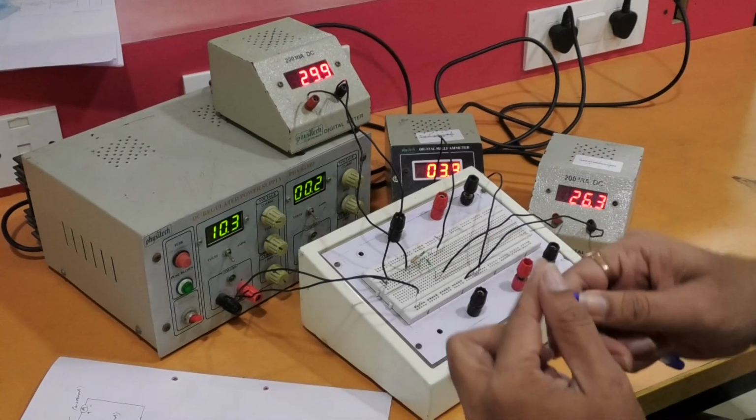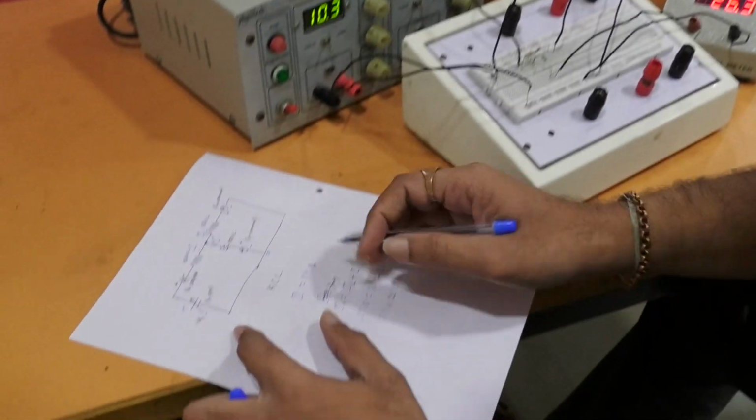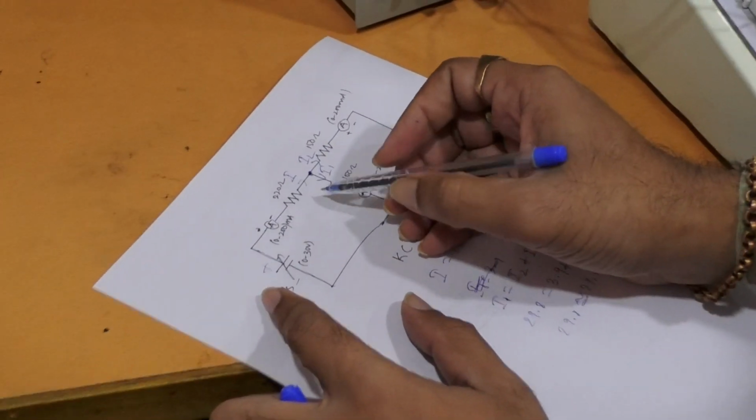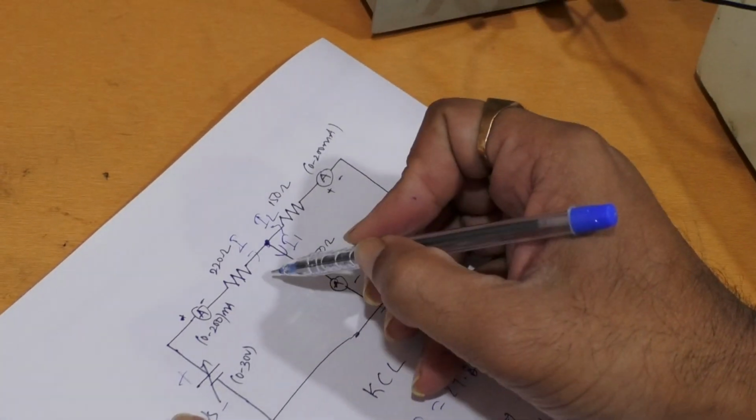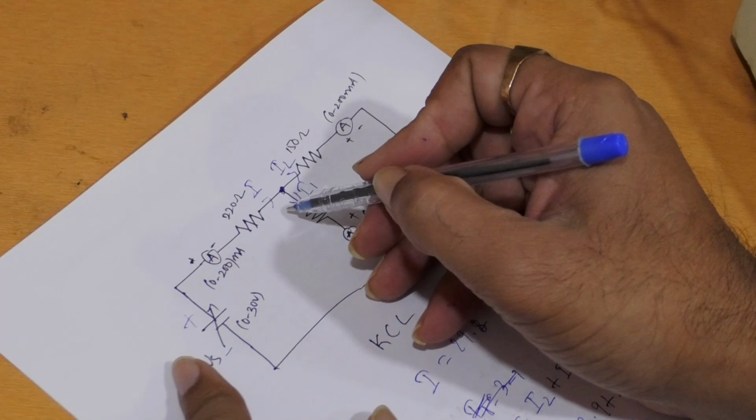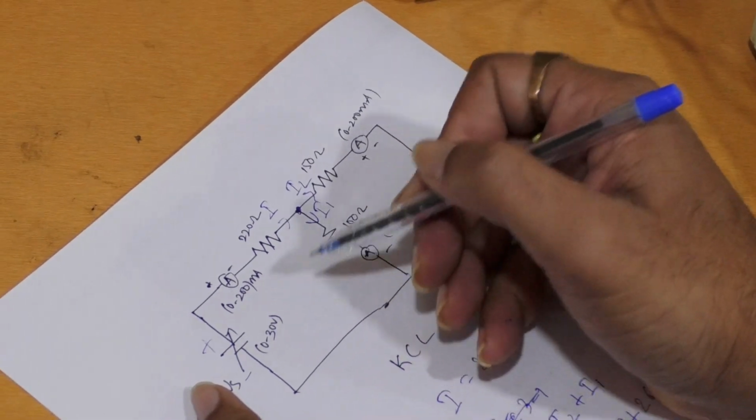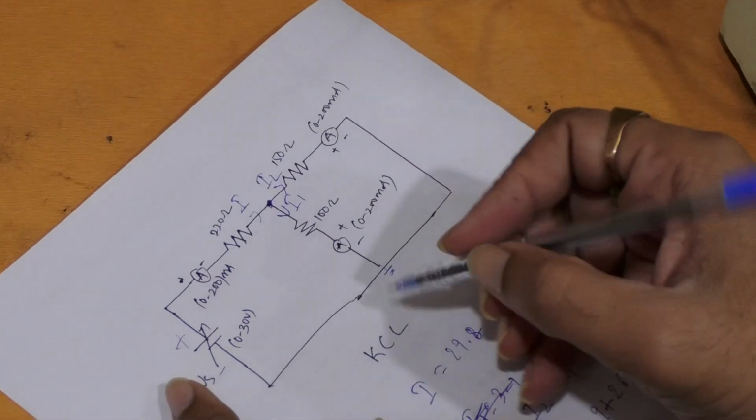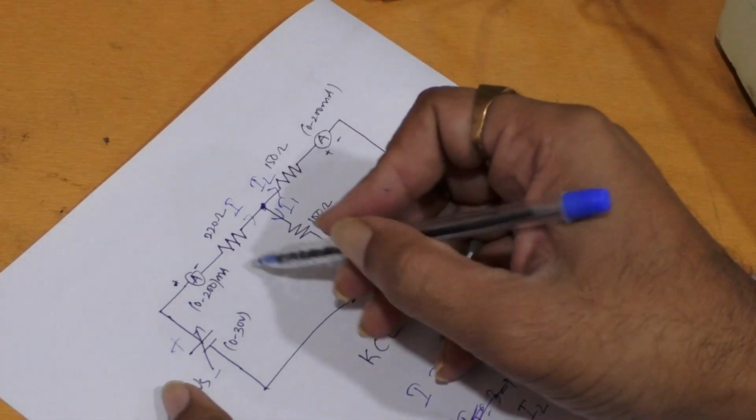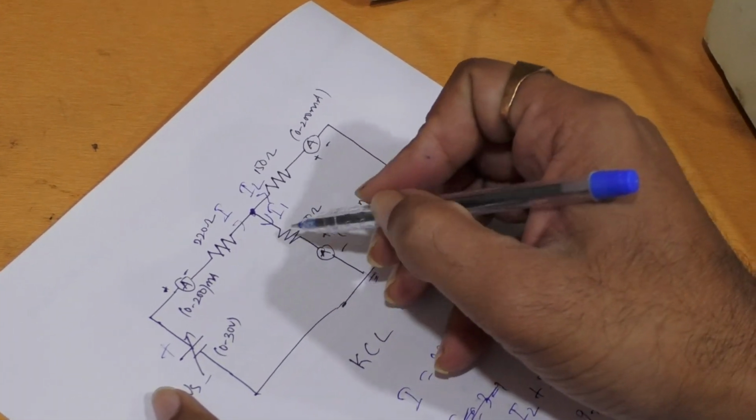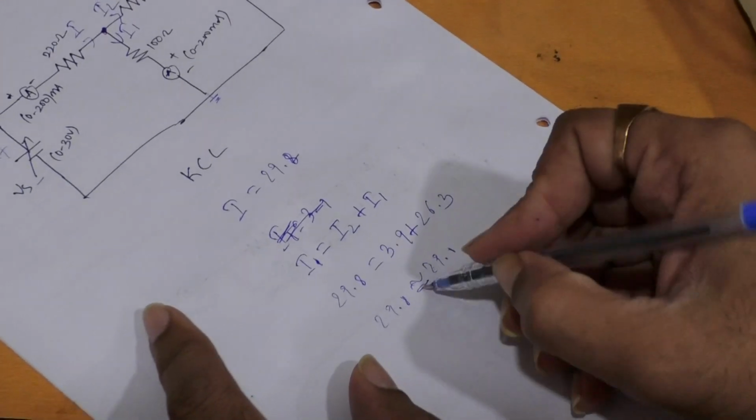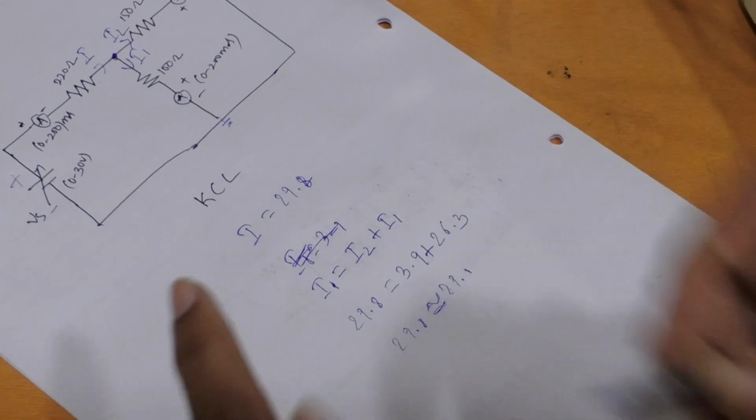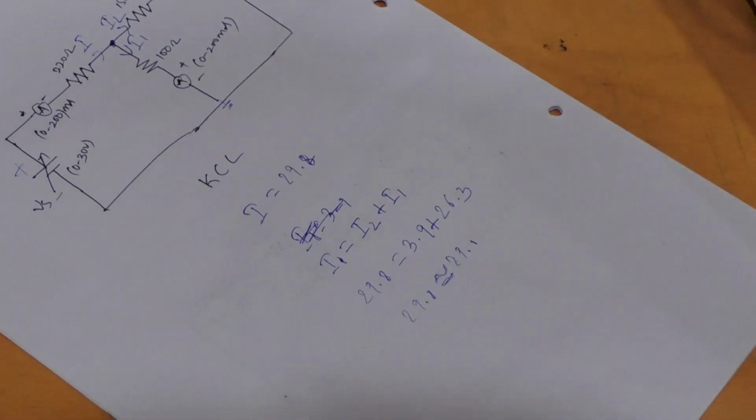Theoretically you can prove this with the help of the voltage you know and the current: I is equal to V by R. You have to find theoretically at each resistor I is equal to V by R, and you can prove it. Practically it is proved. Hence Kirchhoff's current law is verified.